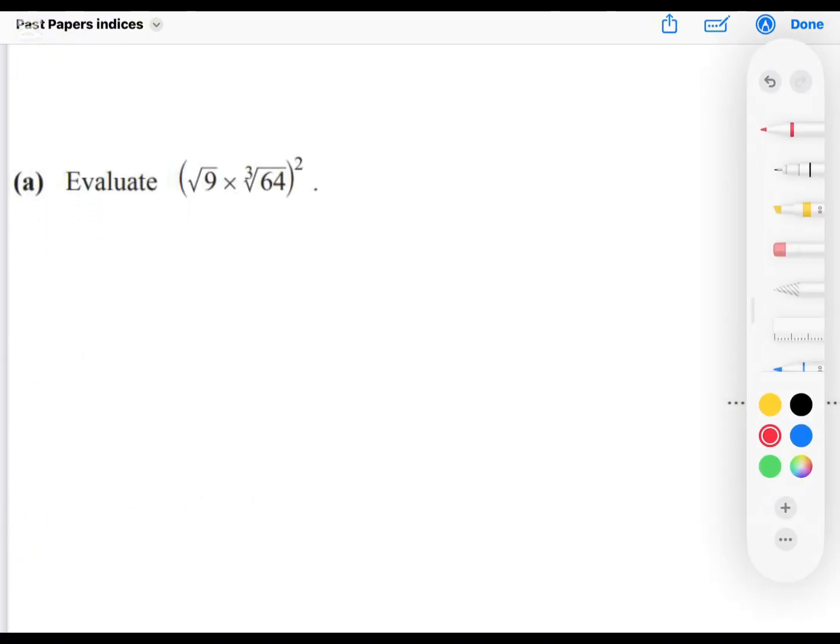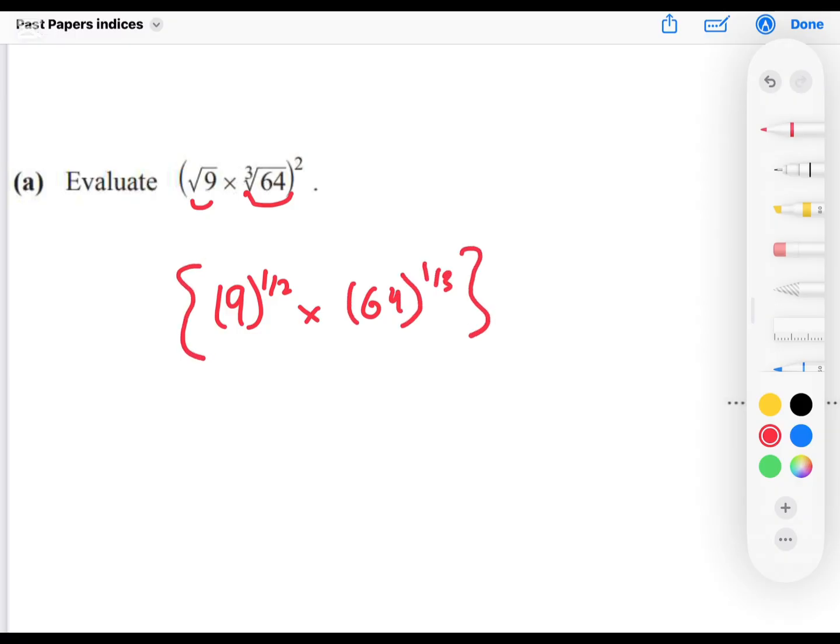Now this is a little bit tricky question. We need to simplify this, and then apply the power. If simplification can happen inside the bracket, then we have to simplify. You can see there is a root 9, so when I remove the root it will give me 1 upon 2, and when I remove the cube root it will give me 1 upon 3, because there's 3 written on the index, and I have the whole power 2.